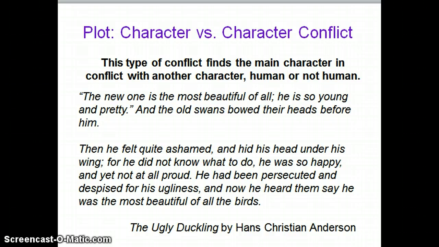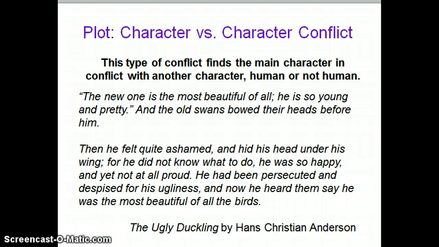The new one is the most beautiful of all. He is so young and pretty, and the old swans bowed their heads before him. Then he felt quite ashamed and hid his head under his wing, for he did not know what to do. He was so happy and yet not at all proud. He had been persecuted and despised for his ugliness, and now he heard them say he was the most beautiful of all the birds.